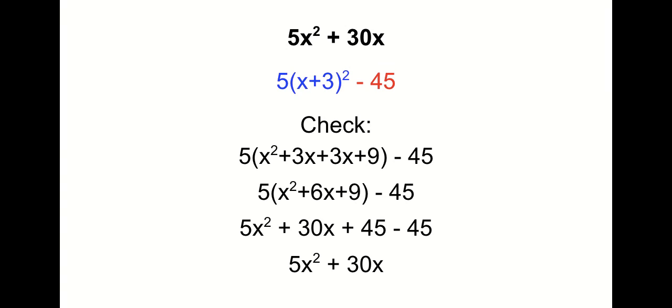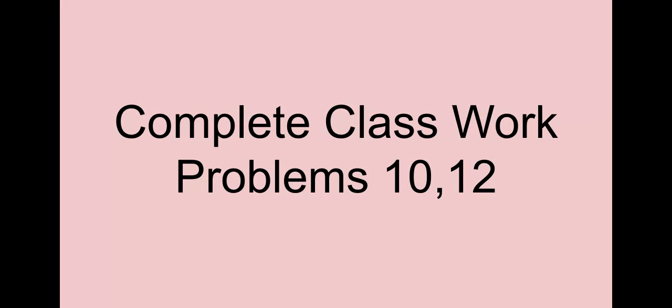All right. So we just showed that we completed the square correctly. So 5x squared plus 30x is the exact same thing as 5 times x plus 3 squared minus 45. They're equivalent. So depending on my situation, I could use either one. All right. So you want to pause the classwork and pause the video, and you want to do classwork problems 10 and 12.